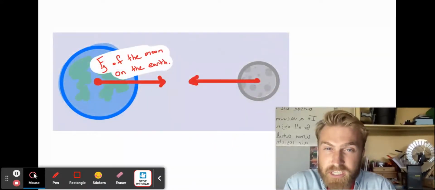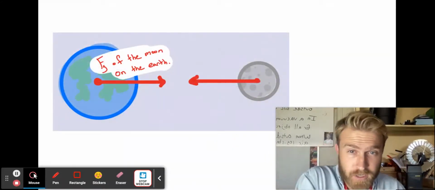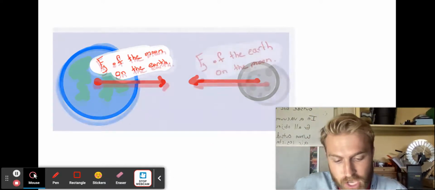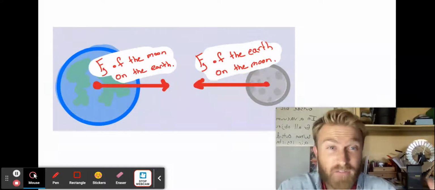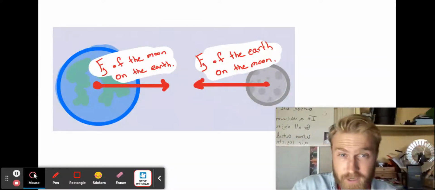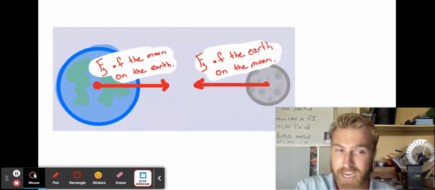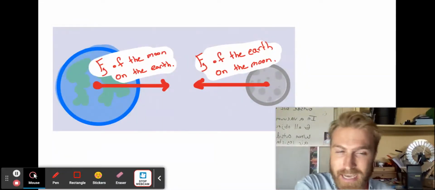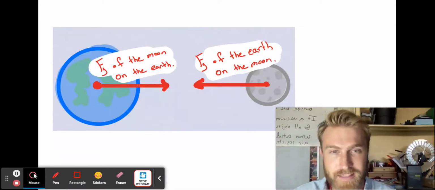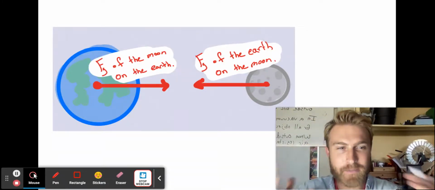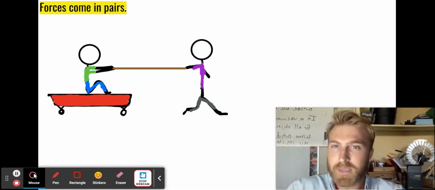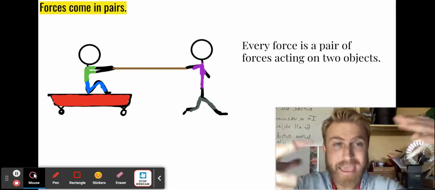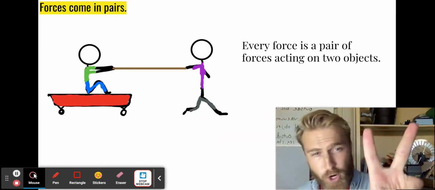We've got the force of gravity of the Moon on the Earth, and that is equal and opposite to the force of gravity of the Earth on the Moon. We have an action and a reaction, because Sir Isaac Newton said for every action, there is an equal and opposite reaction. And there that is right there. But a better way to think about it is thinking about them as force pairs, because forces come in pairs. Every force is a pair of forces acting on two objects.